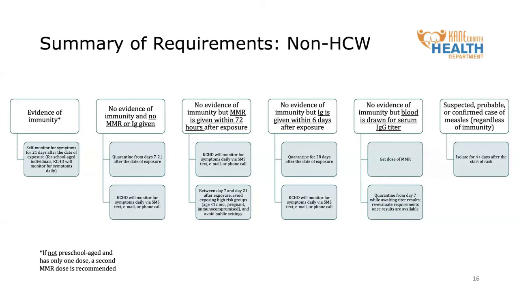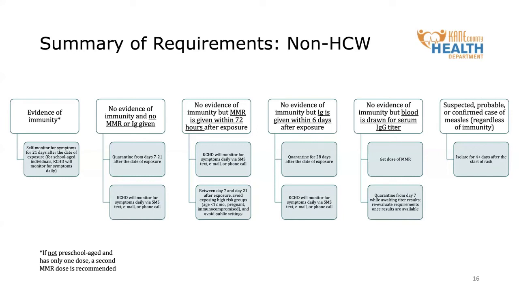The last handful of slides have covered a lot of information on how to determine a contact's immunization status and what is required of the contact in terms of symptom monitoring or quarantine based on their status. This slide breaks down that same information but is organized by evidence of immunity and whether or not they receive post-exposure prophylaxis. So let's break that information down. As we've discussed, a non-healthcare worker contact that can provide evidence of immunity often only needs to self-monitor for symptoms for 21 days after the date of exposure.